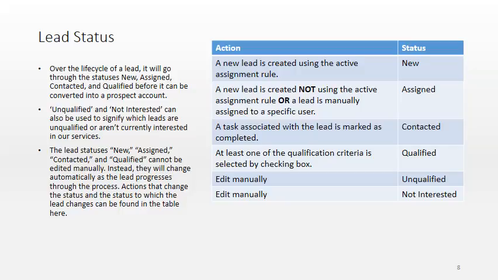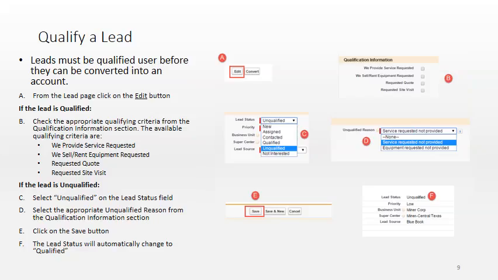Remember, unqualified and not interested must be edited manually. To qualify a lead, you must first choose which qualification criteria is true. Choose as many as are applicable. To do this, click Edit. Check the appropriate qualifying criteria from the Qualification Information section.